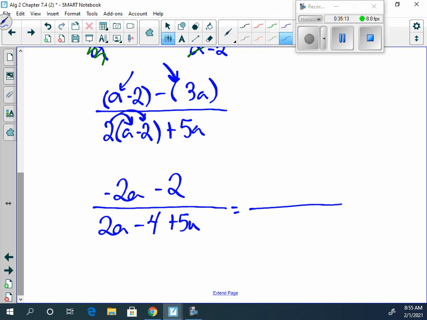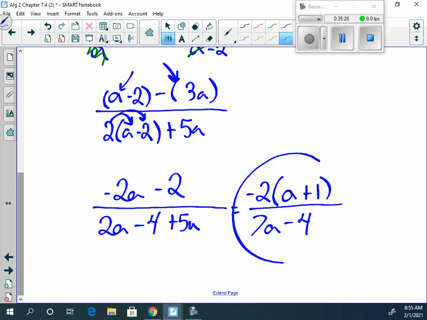So in the denominators, we can combine like terms. 2a and 5a would give us 7a minus 4. And yes, we could factor a negative 2 out of the numerator, which would leave us with a plus 1. And that is it here.